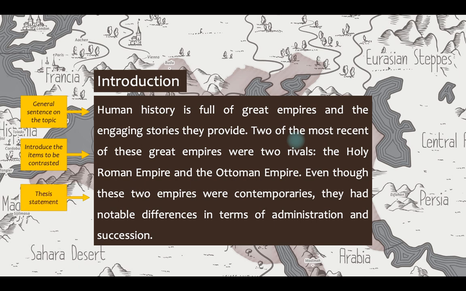And now I have my thesis statement. Even though these two empires were contemporaries, and contemporary means they existed at the same time, even though these two empires were contemporaries, they had notable differences in terms of administration and succession. There's many ways that you could write this thesis statement.